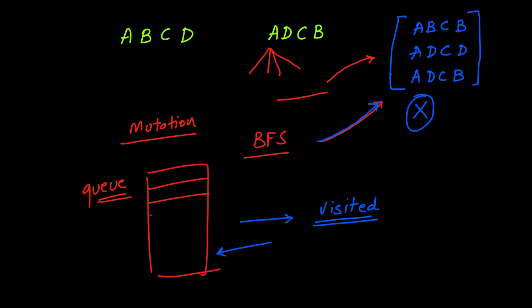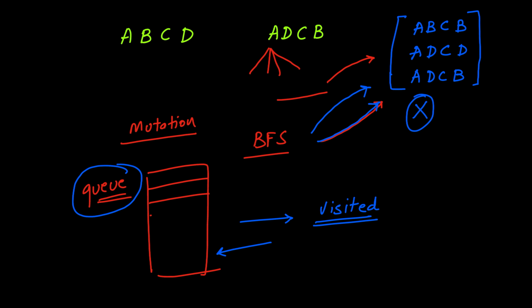Another approach to solving this part of the problem is to also remove that particular element from the bank itself. Once we know that we have identified a valid mutation, we can remove it from the bank and then add it to the queue. So next time when we encounter that same string, we will not find it in the bank, so we will not add it to the queue.